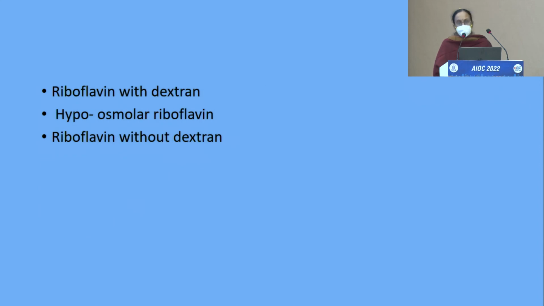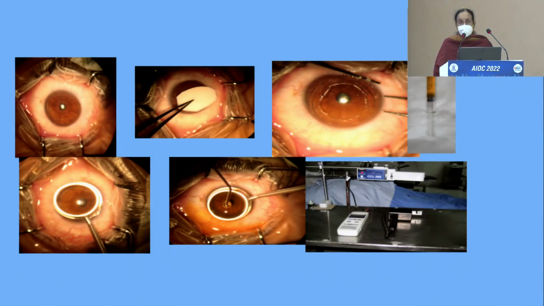So we started out with riboflavin with dextran, and in the OT also we used to do the pachymetry, find the cornea getting very thin, then started putting distilled water, then started using hypo-osmolar riboflavin, which keeps running off. Now we are using riboflavin without dextran. So this is the original procedure that we did, that you can see. We used to do alcohol removal. Now we just use the hockey stick and peel it off.